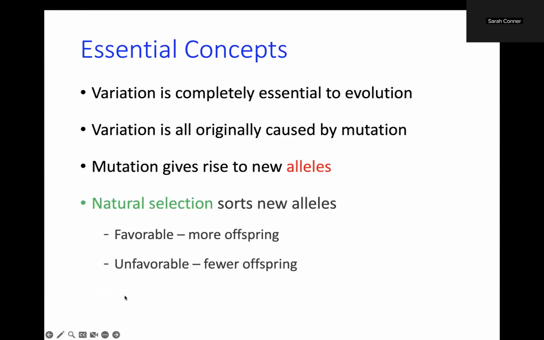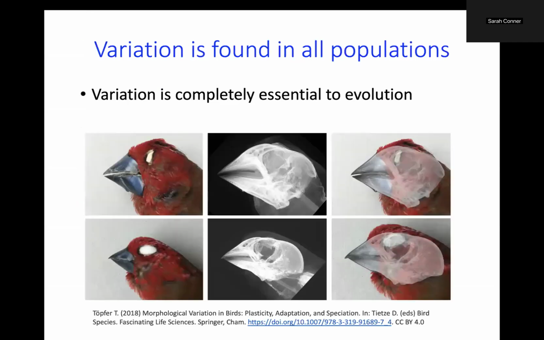All right, so the essential concepts that we're covering today is the natural selection piece, and how all of these mutations that we've been talking about, and transcription and translation, come down to mutations that give rise to new phenotypes or alleles, and then how it is favorable versus unfavorable to fewer offspring.